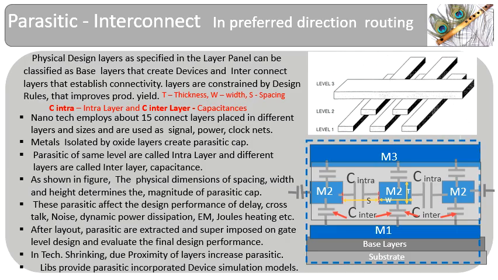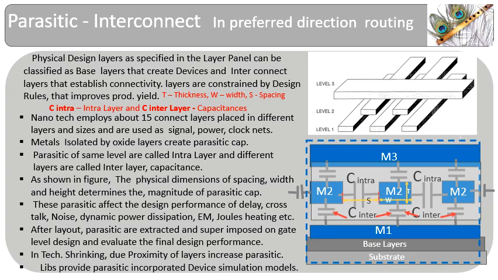Physical design layers specified in the layer panel can be classified as base layers that are used to create devices. The interconnect layers are used to establish connectivity of signal and power nets, design rules, and that helps improve the manufacturing yield. Nanotech employs about 15 interconnect layers, which are routed at different vertical levels. They are of varying widths and are used for signal, power, and clock net routing.